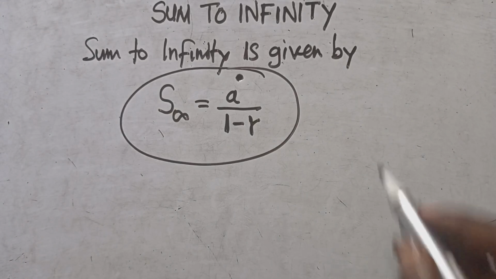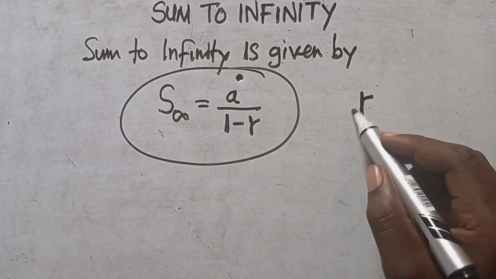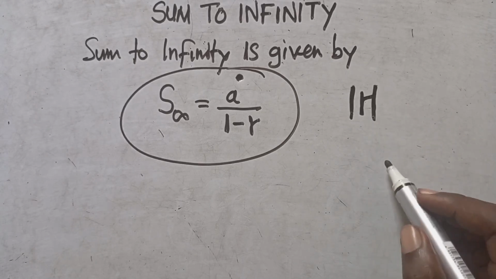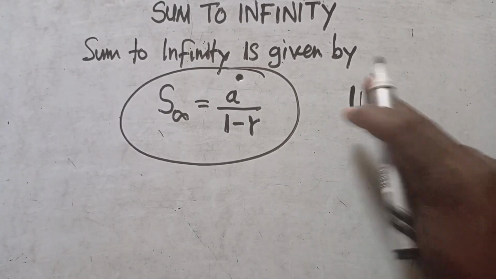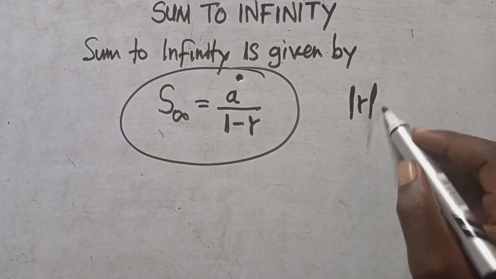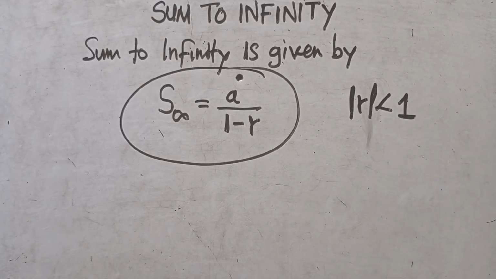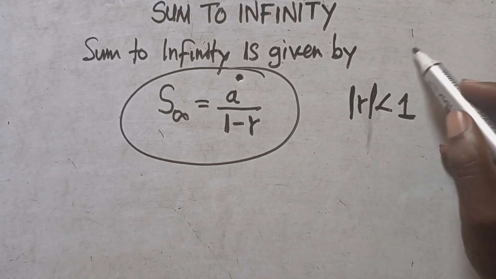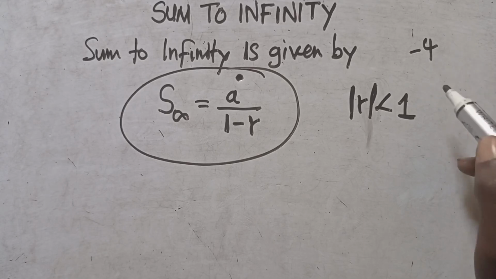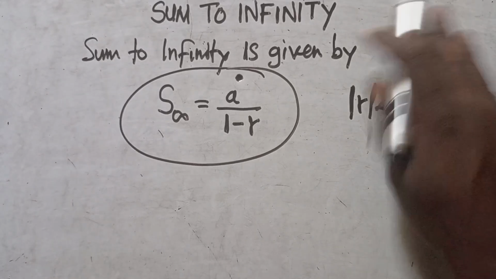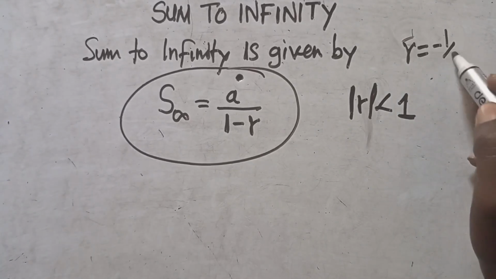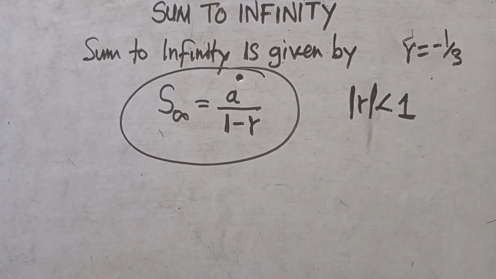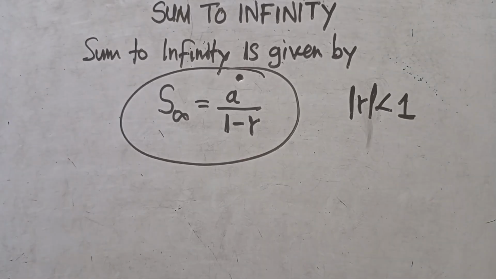Where you know that we need to find the modulus of the common ratio. The modulus means if it is negative, it should change to a positive. So the modulus of the common ratio should be less than 1. If you find the common ratio to be negative 1 over 3, then when writing it there, it should be positive. We find the modulus, meaning the positive value.